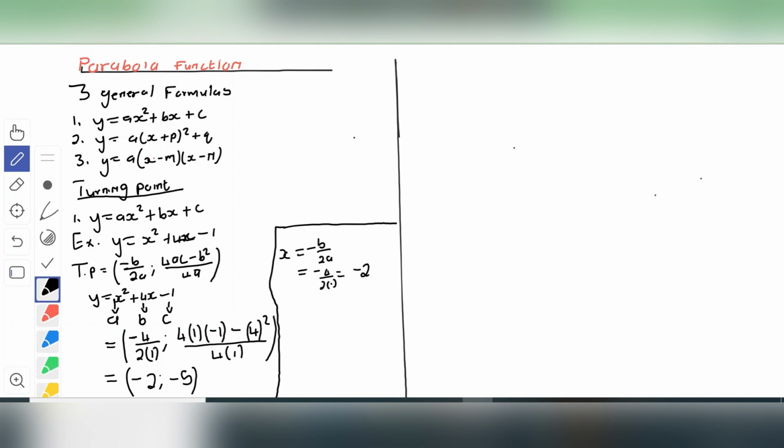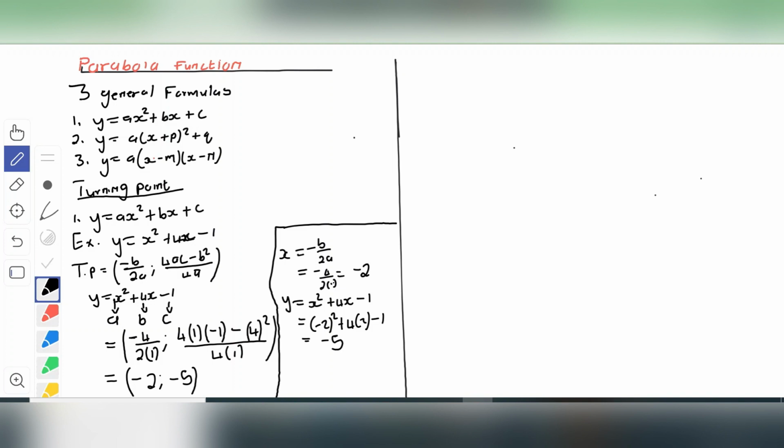Therefore, after finding the x value of the turning point, you are going to replace it. Where you see x, you're going to replace it with the negative 2, right? So from our original formula, which is y is equal to x squared plus 4x minus 1, now we're going to replace it. Therefore, we're going to have negative 2 squared plus 4 into negative 2 minus 1. And your final answer is going to be negative 5, guys. So it is still the same.